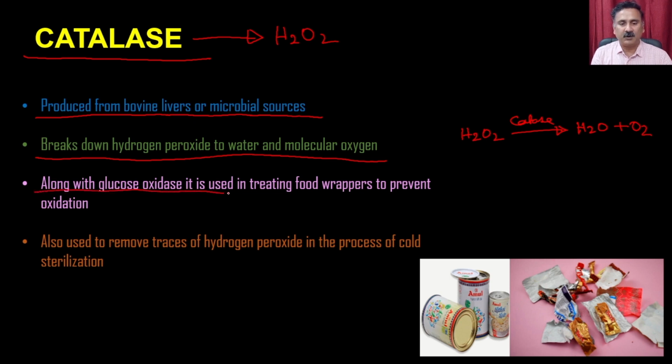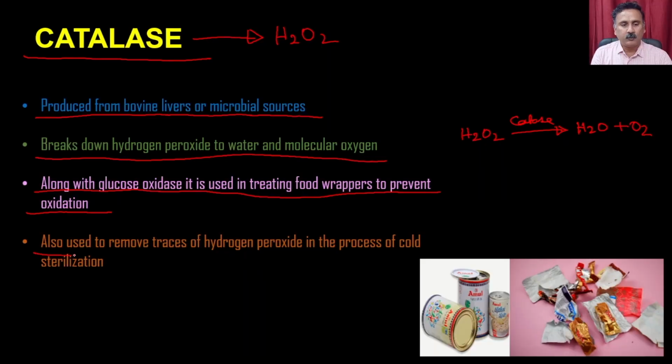Along with glucose oxidase, it is used for treating food wrappers to prevent oxidation. So it protects the food from going bad. It is also used to remove traces of hydrogen peroxide in the process of cold sterilization. So basically catalase is used for preserving food materials.